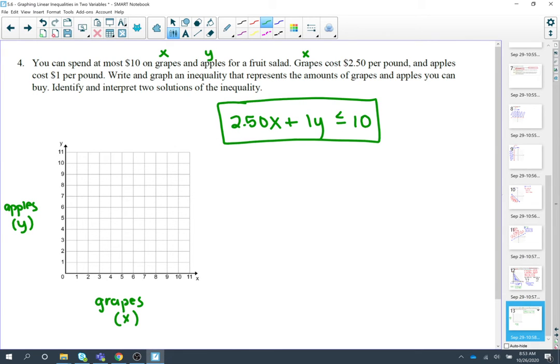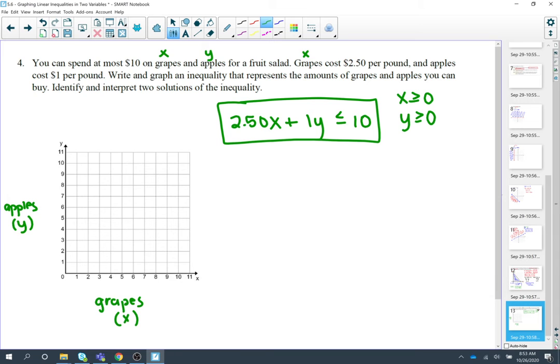Now, keep in mind, like last time, that we're not going to be buying negative of fruits. So x still has to be greater than or equal to 0. Y still has to be greater than or equal to 0. So we're only dealing with the first quadrant of this graph because we can't buy negative produce.